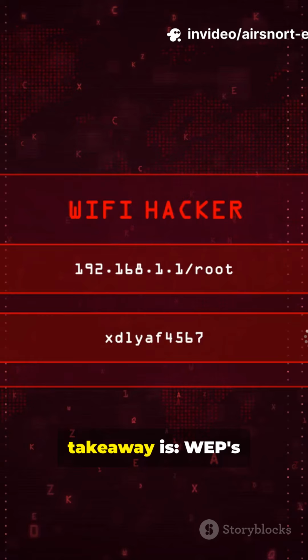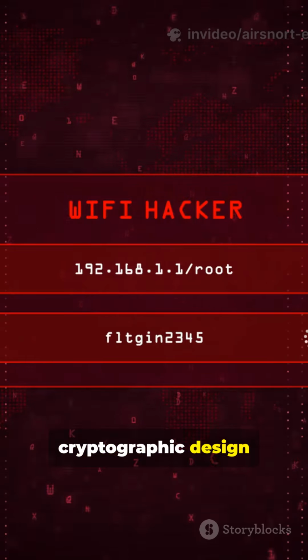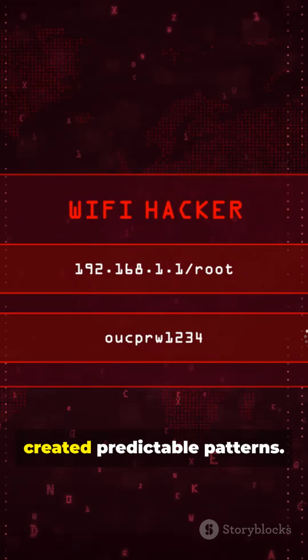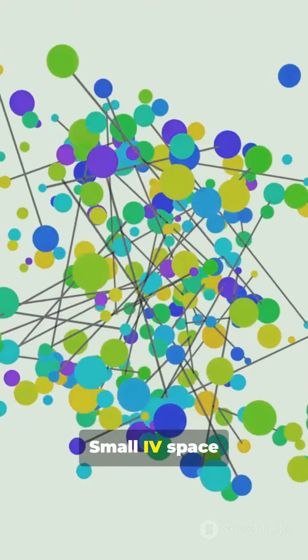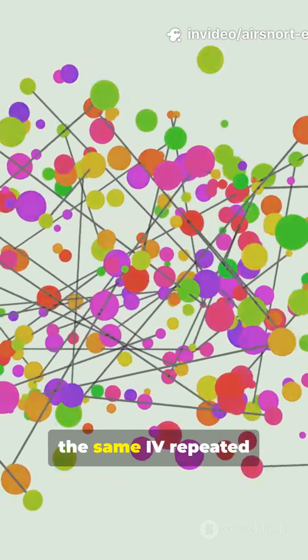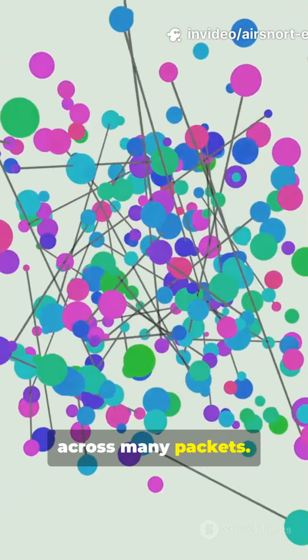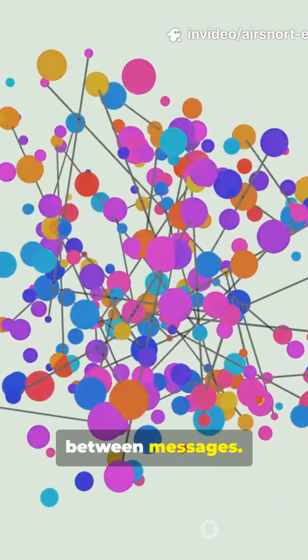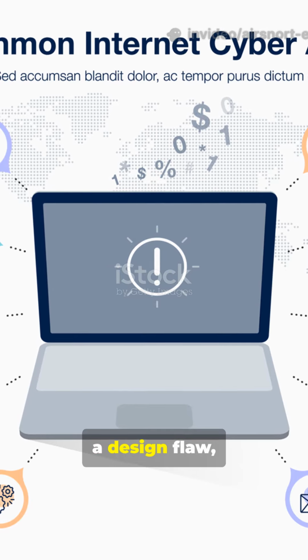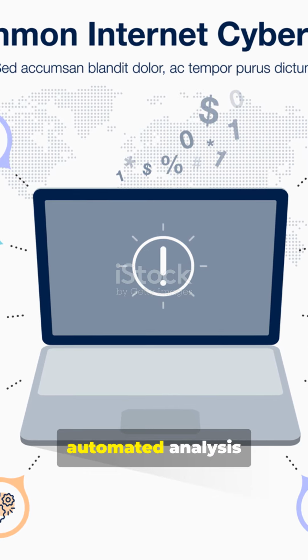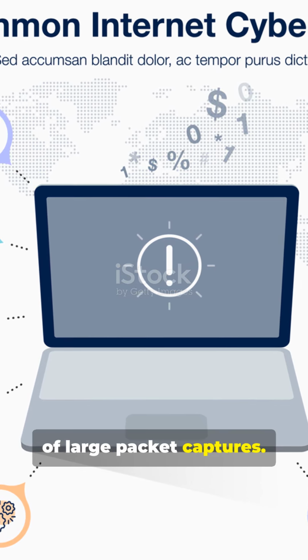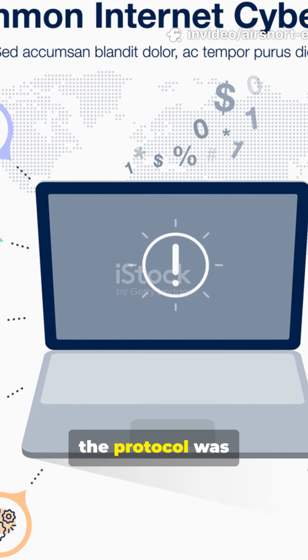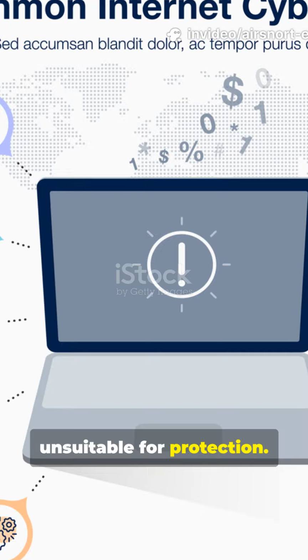The important takeaway is, WEP's cryptographic design and key IV handling created predictable patterns. A small IV space meant collisions, the same IV repeated across many packets. Repeated key streams make it possible to infer relationships between messages. Critics called this a design flaw, and practical tools automated analysis of large packet captures. That's how researchers proved the protocol was unsuitable for protection.